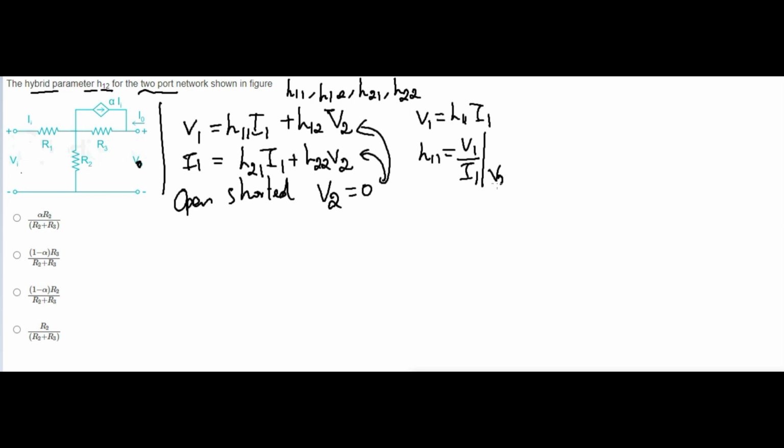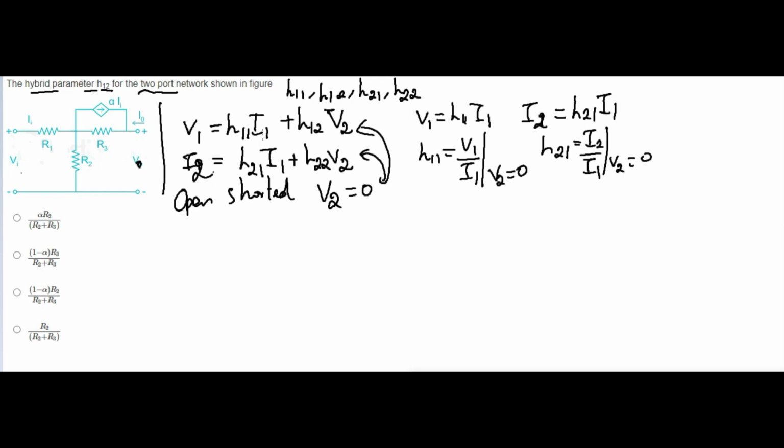What we made is V2 as 0. Now applying it in the second equation, this term becomes 0, so you get I2 is equal to H21 into I1. I made a small mistake here, so this one is I2, not I1. Don't worry about it. So H21 is equal to I2 divided by I1, with V2 equal to 0.